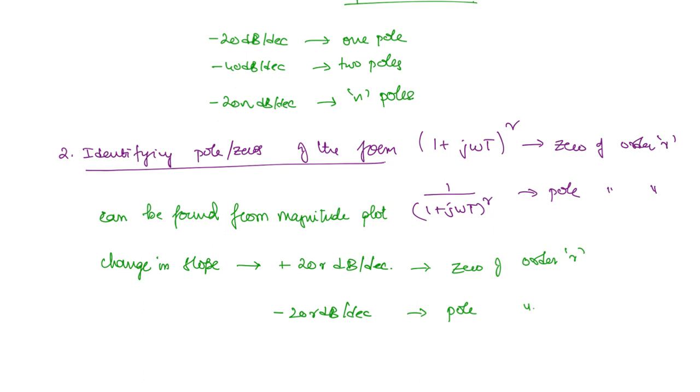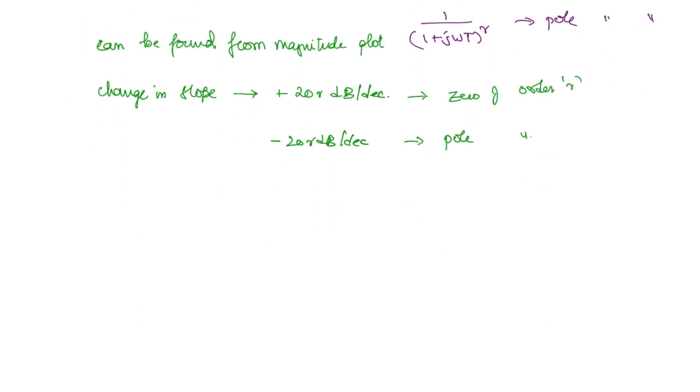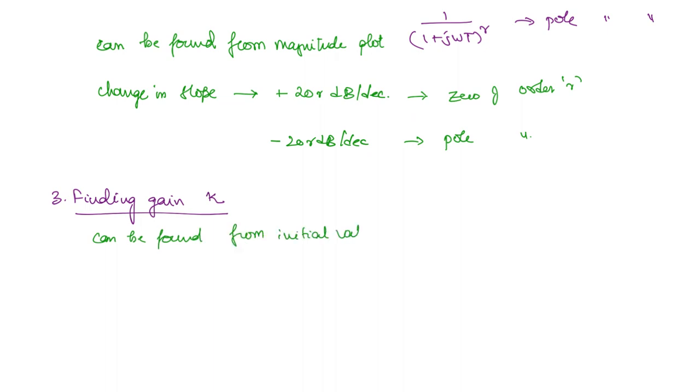And then what about the gain? How will you identify the gain? This again you will find out from the initial value of the magnitude plot only. This is why the magnitude plot is very important. You can find everything from the magnitude plot. So once again it will depend whether there are poles or zeros at the origin.